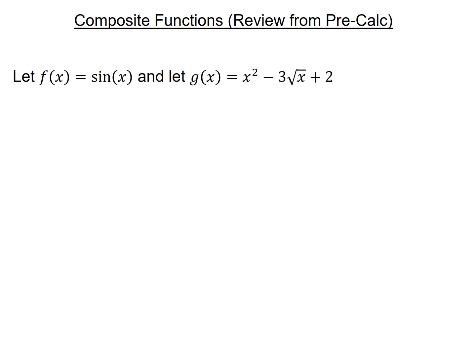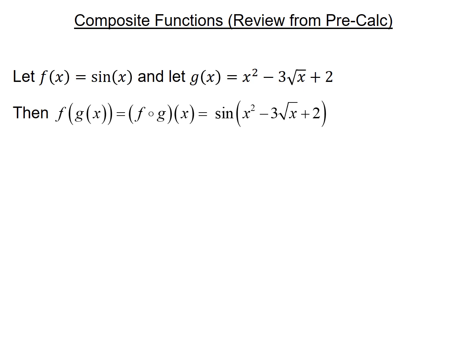So if we have the function f, which we're going to call sine of x, we're going to let g equal x squared minus 3 root x plus 2. And we're going to take the composite f of g of x, and you can see the two different notations here that both represent the same thing. The idea here is to plug g of x into our function f. In other words, every time you see an x, replace it with the function g of x. So f of g of x, well, our outer function sine, and we plug g into x, and so we replace x with this whole long thing, x squared minus 3 root x plus 2.